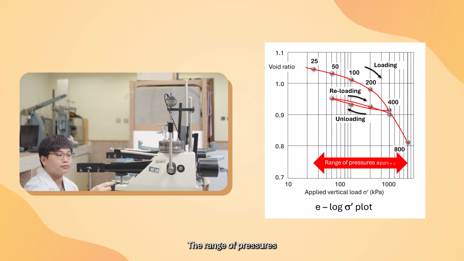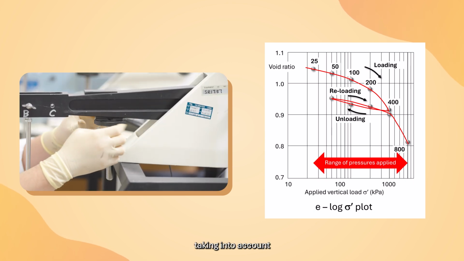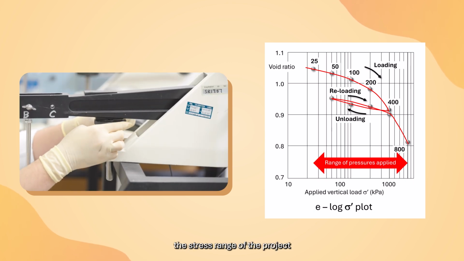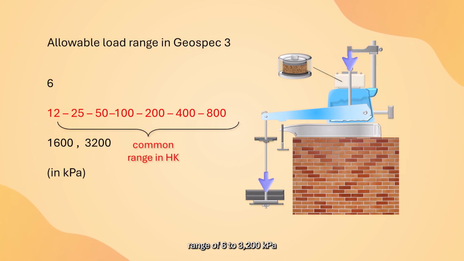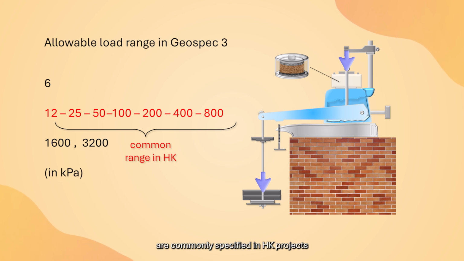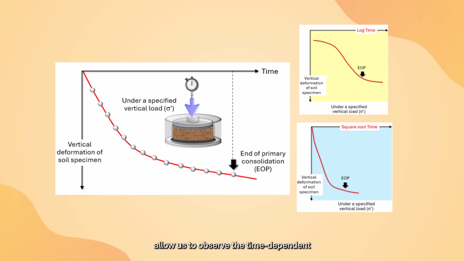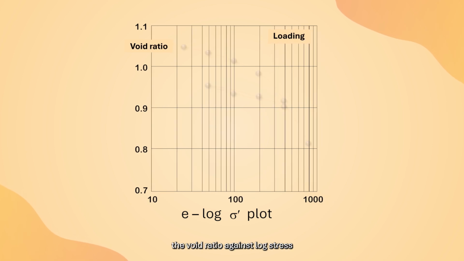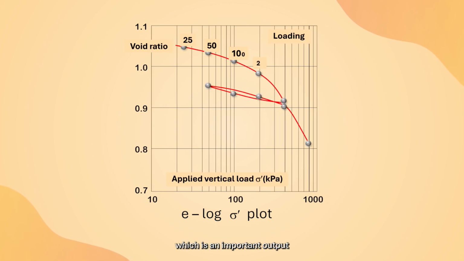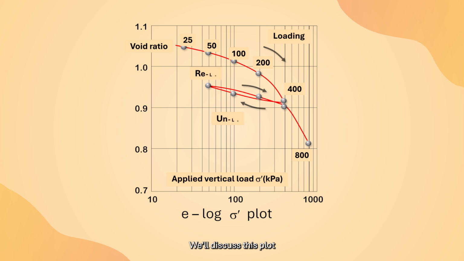The range of pressures applied are specified by the designer taking into account the stress range of the project. GeoSpec 3 allows a pressure range of 6 to 3,200 kPa, in which 12 to 800 kPa are commonly specified in Hong Kong projects. These incremental loadings allow us to observe the time-dependent compression of the soil under different stress levels. It also allows us to obtain the void ratio against log stress graph plot, which is an important output from the odometer test. We'll discuss this plot in more detail later.